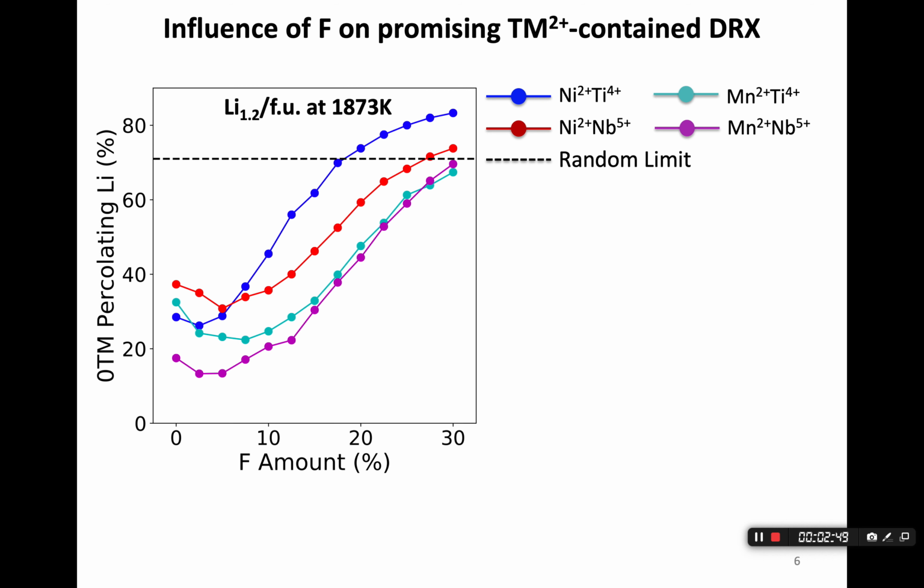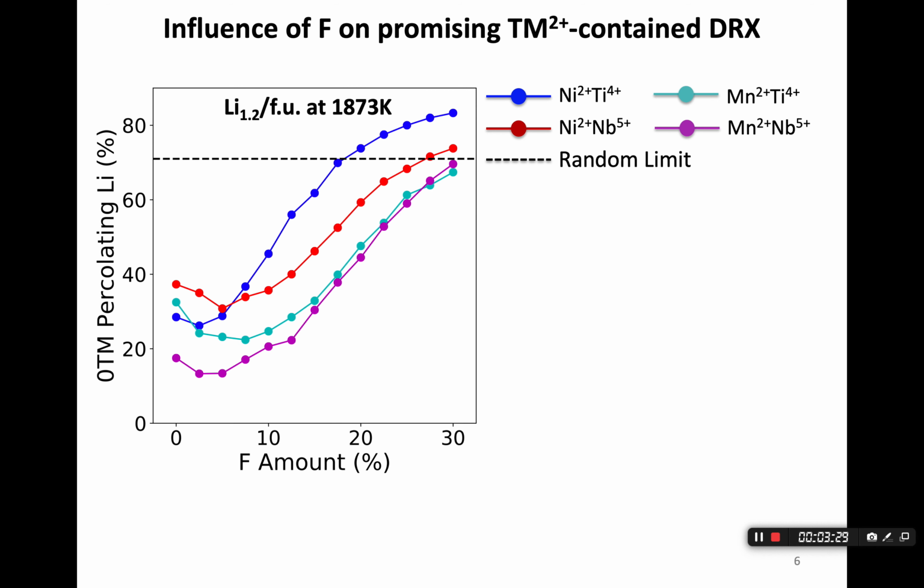And here we can use the atomic structures that we get to simulate the 0-TM percolating lithium as a function of fluorination amount. If you remember from the last video, I mentioned that in disordered rocksalt materials, the performance is largely decided by the amount of 0-TM channels and how those channels percolate in the bulk. So in that case, the percolating amount of 0-TM channels is a very effective metric to estimate the amount of lithium that you can extract kinetically.